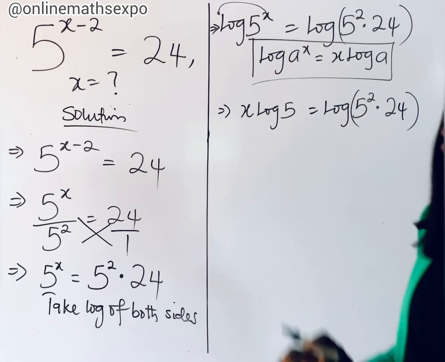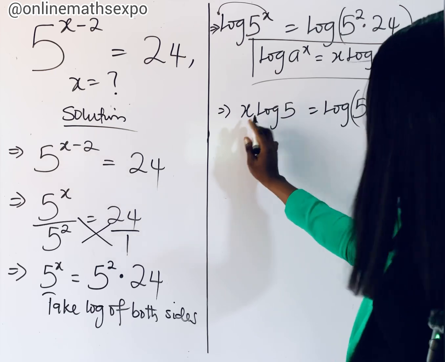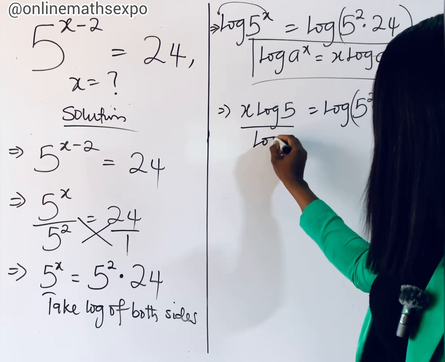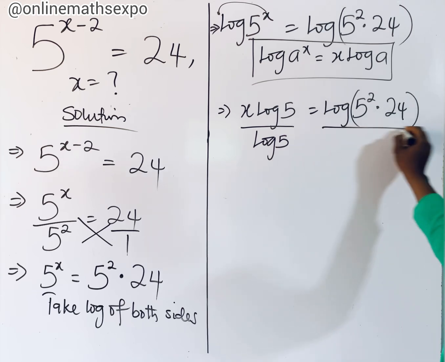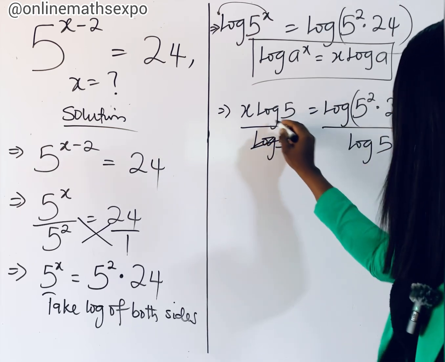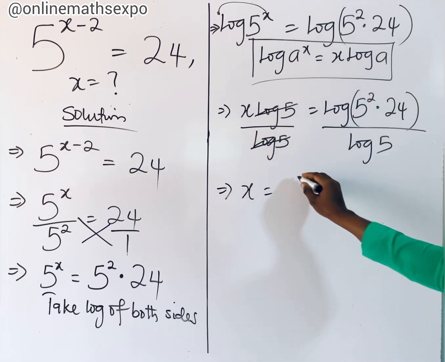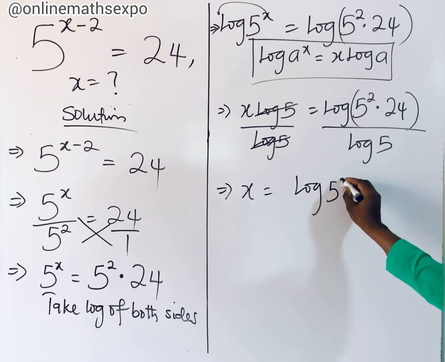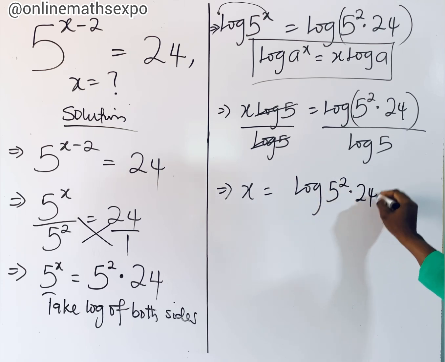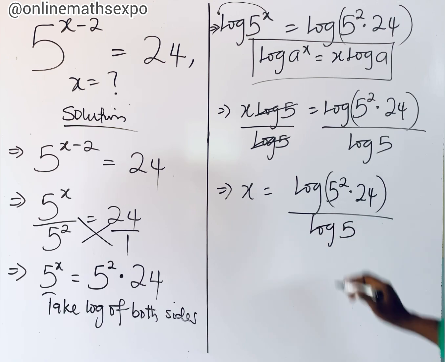Now, what do we do? Remember that these two are multiplying. So to remove this x, you will divide. So you divide both sides by log 5, divide this by log 5. Now, when you do that, this cancels itself and you are left with x is equal to log of 5 to the power of 2 multiplied by 24 is divided by log of 5.